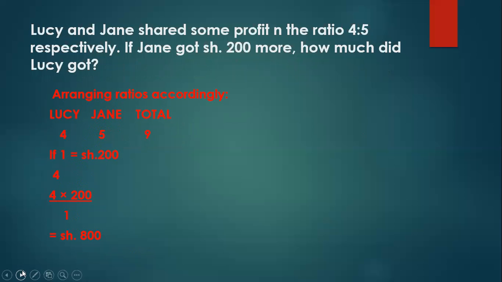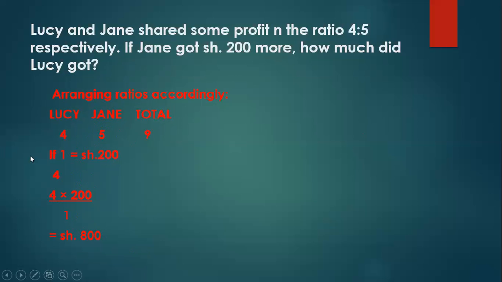Lucy and Jane shared some profit in the ratio 4:5 respectively. If Jane got 200 more, how much did Lucy get? Also is the same thing. Lucy, Jane, and total. Arranging ratios accordingly: 4, 5, and 9 as the total. If you subtract, because it is 200 more, 1 is equal to 200, so what about 4 for Lucy? Because they are asking us.